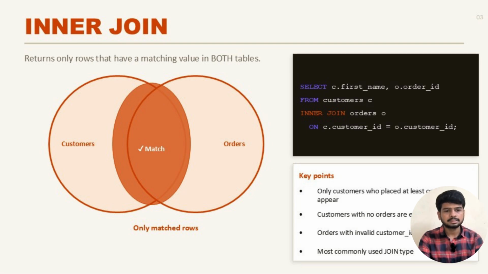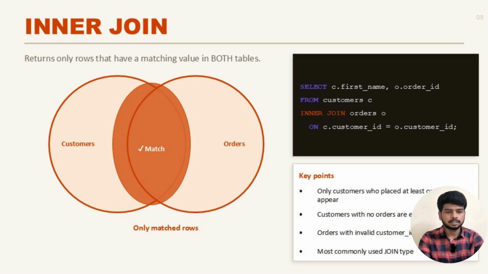Now let's carry forward with the syntax. What is the syntax here? We will select c dot first name, comma, o dot order ID from customers C inner join orders O on C dot customer ID is equal to O dot customer ID. We are comparing both of them, and the result is based on customer ID. Now let's break down this syntax.